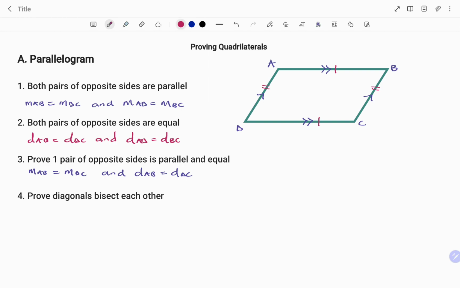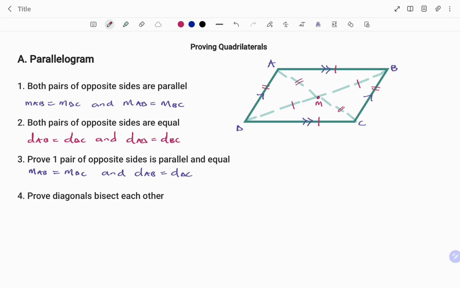The last option is to show or prove that the diagonals bisect each other. What that means is if I draw the diagonal DB as shown and the diagonal AC as shown, it means that at the point M where they meet, they bisect each other. So DM is equal to MB, and likewise AM is equal to MC.